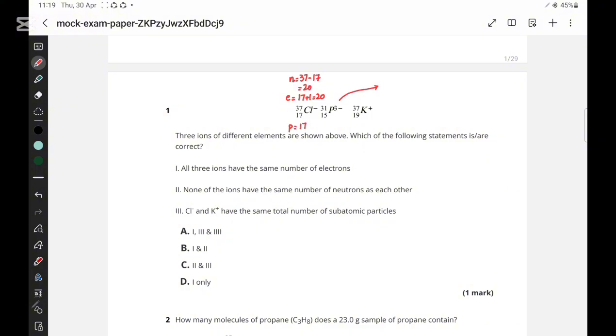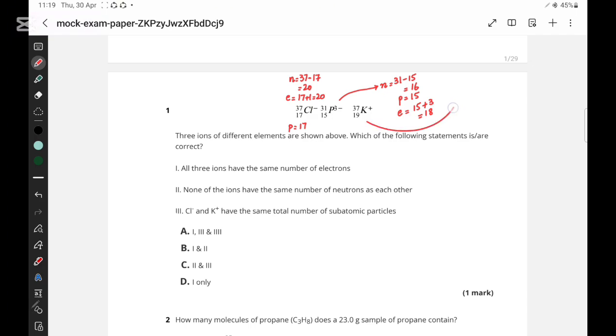For phosphorus, neutrons are 31 minus 15, that comes out to be 16. Protons are equal to the atomic number, which is 15. And electrons are 15, but as it has gained 3 electrons having negative charge, plus 3, that becomes 18.